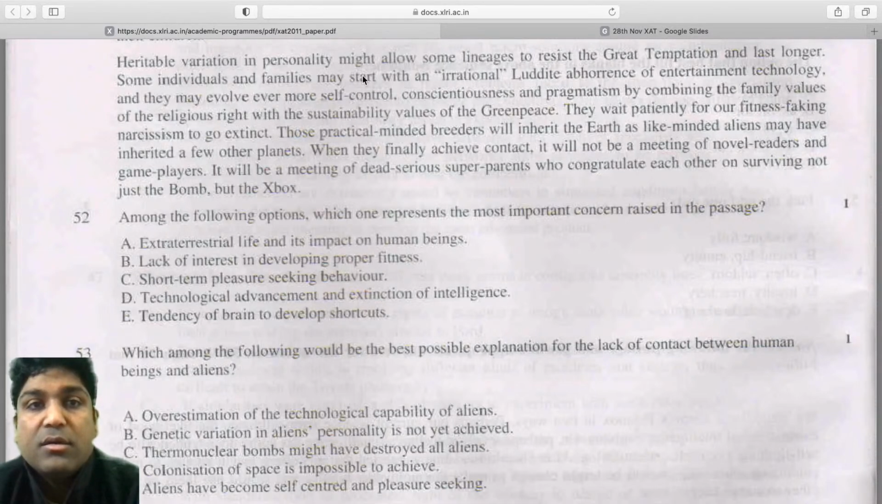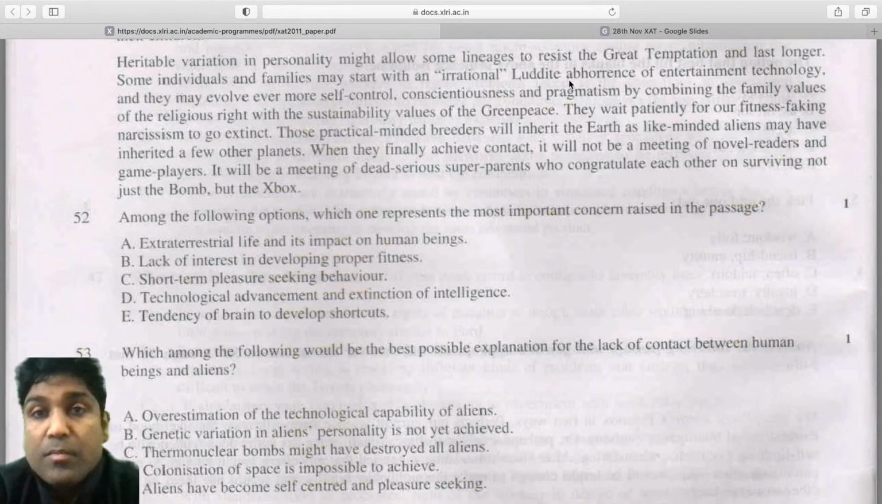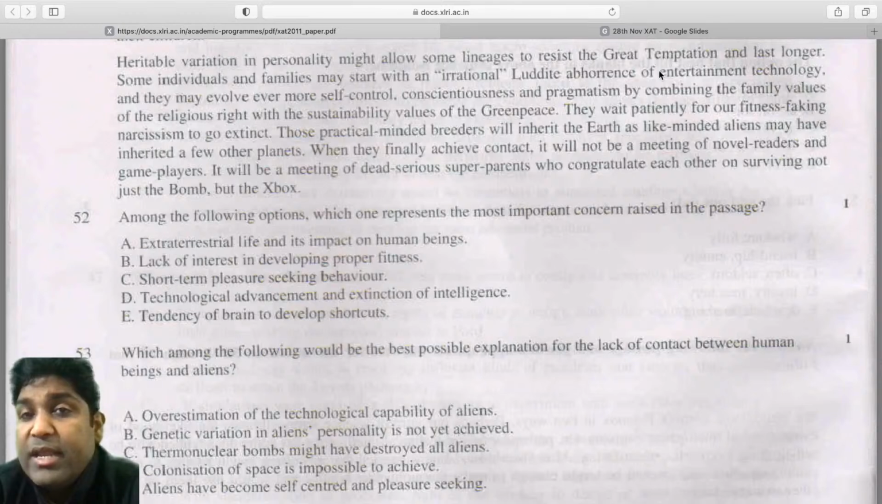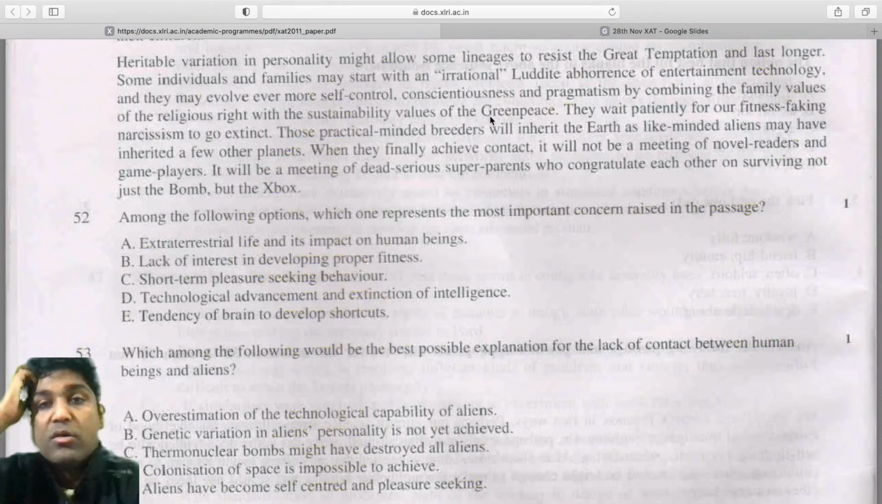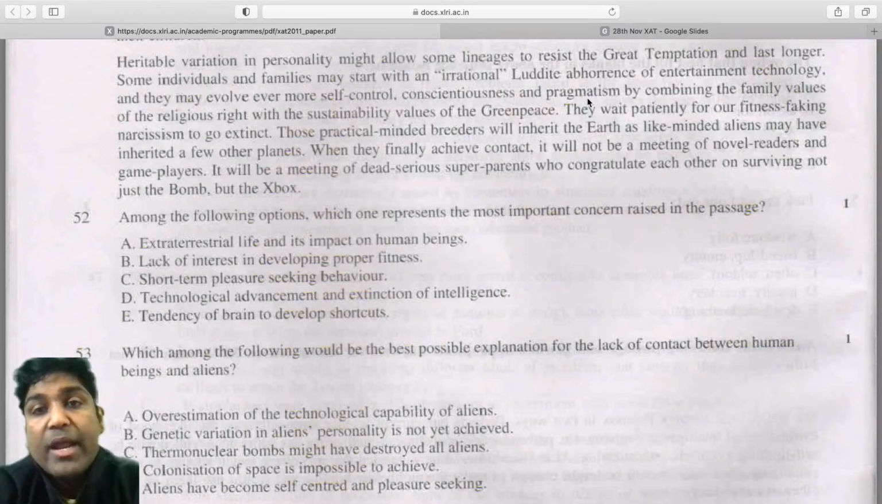They're saying that the heritable variation in personality might allow some lineages to resist the great temptation, last longer. Some individuals and families may start with an irrational Luddite abhorrence for entertainment technology, and they may evolve more self-control and conscientiousness and pragmatism by combining the family values of the religious right with the sustainable values of the Green Peace.